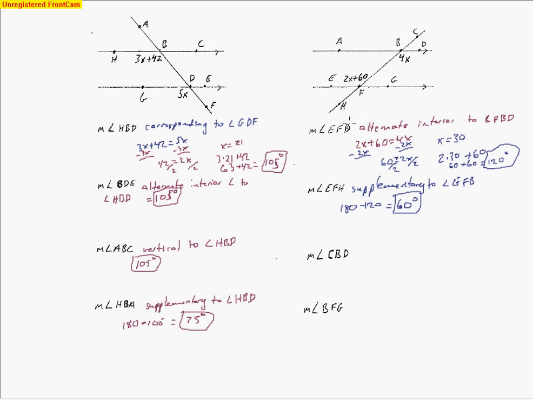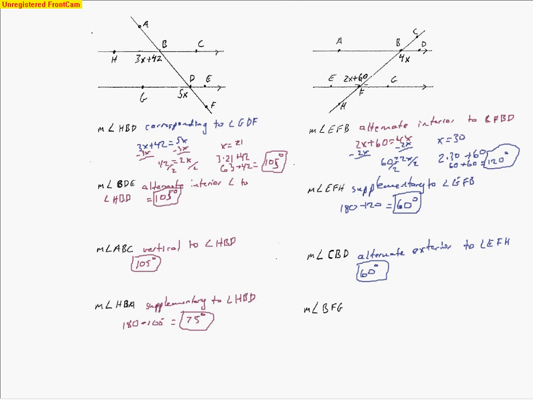So CBD now, it's this little angle right here. Now notice I've already got EFH. So I'm going to say it's alternate exterior to angle EFH. So we already found EFH, and that was 60 degrees. So since alternate exterior angles are congruent, as long as the lines are parallel, it means it's 60 degrees.